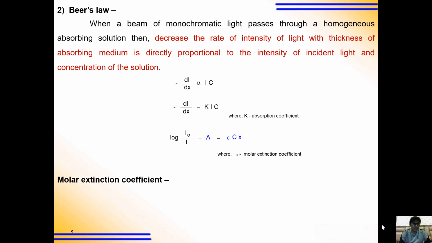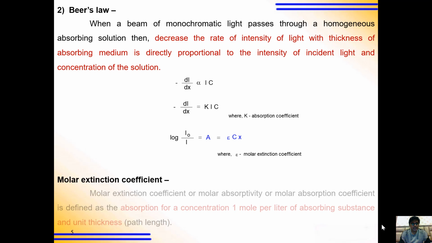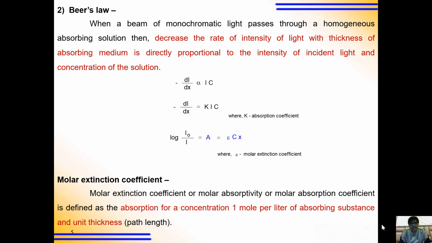So what do we mean by molar extinction coefficient? Molar extinction coefficient means the molar absorptivity or molar absorption coefficient. It is defined as the absorption for a concentration of 1 mole per liter of absorbing substance and unit thickness or path length of the light radiation.